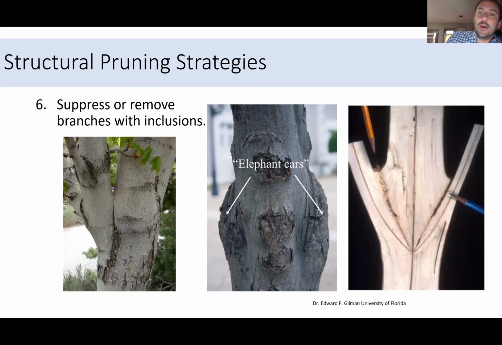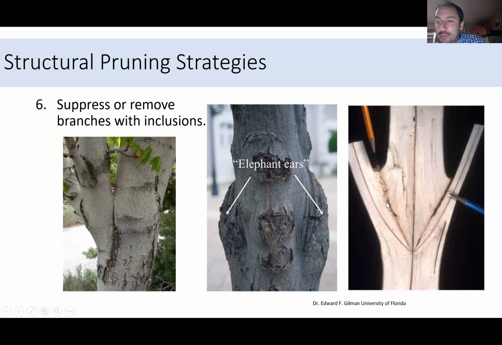So finally, if we have any pruning budget left, we're going to do a couple other things with it. We're going to deal with obvious structural defects that we see. And so here we have pictures of included bark. When I say included bark, what I mean is that literally bark is included in the union. All three of these pictures have included bark. Probably the easiest one to see included bark on is this split picture over on the right.